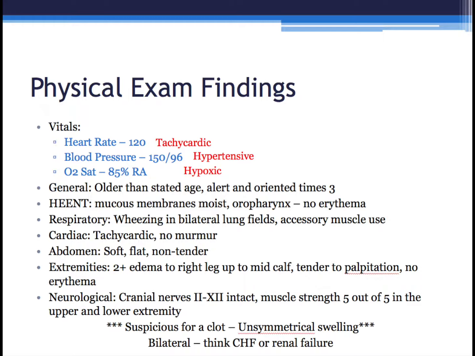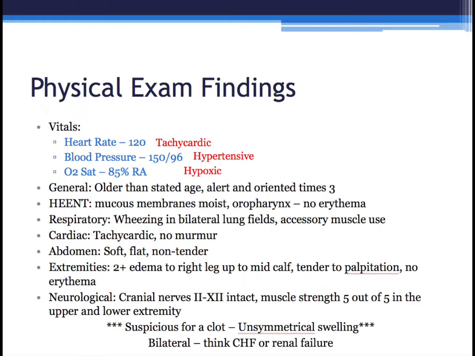So neurological exam, cranial nerves 2 through 12 are intact, muscle strength 5 out of 5 in her upper and lower extremities. So on this physical exam, as a physician, we're very suspicious for a clot now, so everything's kind of adding up. She's had a previous clot.